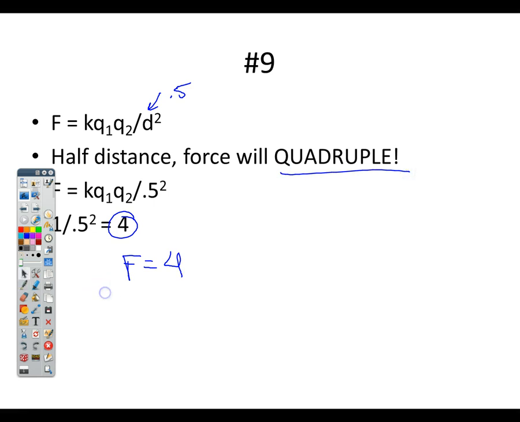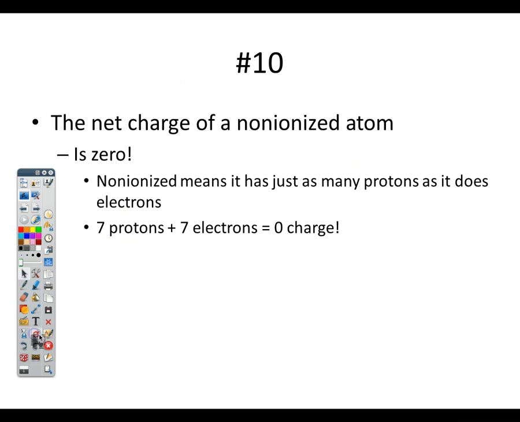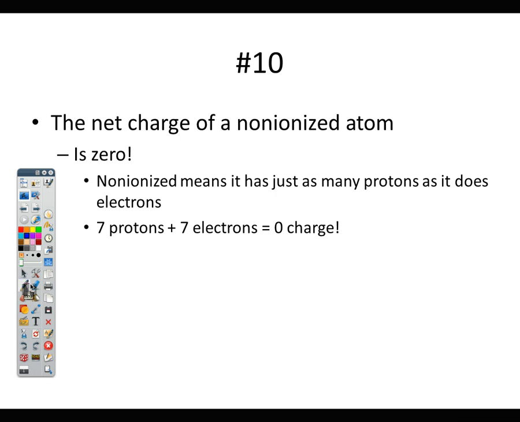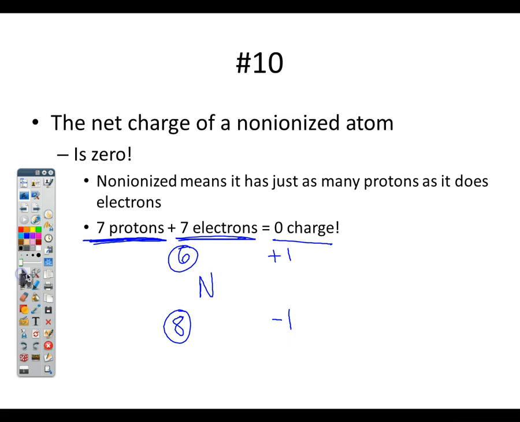The very last one, which is number 10, the net charge on a non-ionized atom. Non-ionized means that it has the same number of protons and electrons. So this atom, which is number 7 on the periodic table, and you'll see that number 7 is nitrogen, has 7 protons and 7 electrons, so it doesn't have a charge. If this nitrogen had only 6 electrons, it would then have a +1 charge. If it had 8 electrons, it would have a -1 charge because it has too many or not enough electrons. And that's the end of number 1 through number 10.